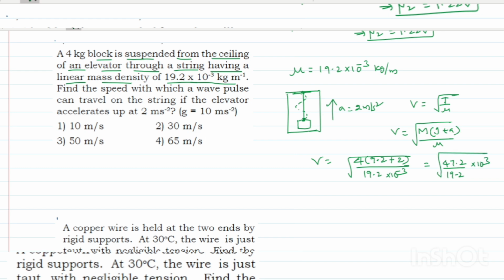Nearly, when you calculate this value, v equals root of 2.458 into 10 power 3, which is nearly root of 2458. So when you substitute, the speed of the wave pulse will be nearly 50 meters per second. 50 meters per second is the correct answer. Let us see the next question.